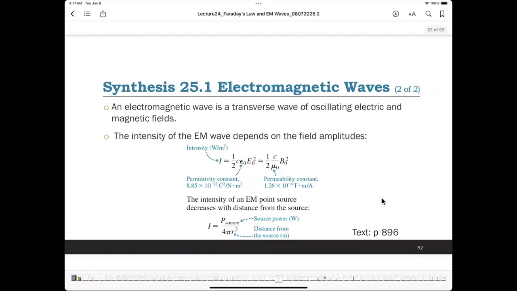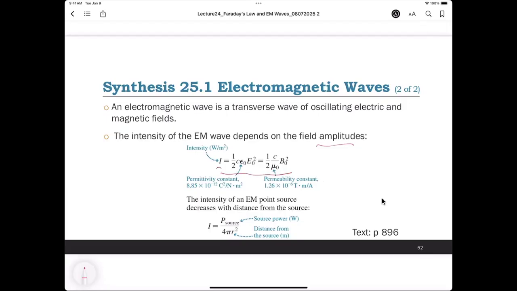An electromagnetic wave is a transverse wave of oscillating electric and magnetic fields. The intensity of the EM wave depends on the field amplitudes. We have this equation; it equals this one, also equals this one, and these two are constants. This one is the permittivity constant, with this value, and this one is the permeability constant.